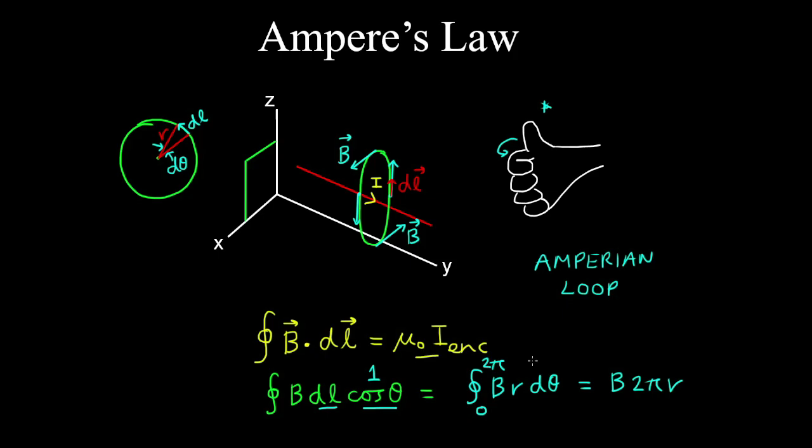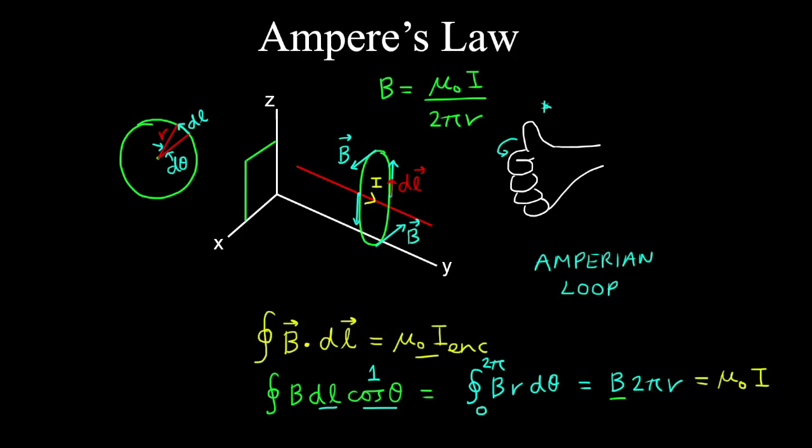And equating this to the right hand side, we have the magnetic permeability multiplied by the current enclosed in that loop, which is I, and solving for the magnetic field, we get B is the magnetic permeability times the current flowing through the wire over 2 pi r.